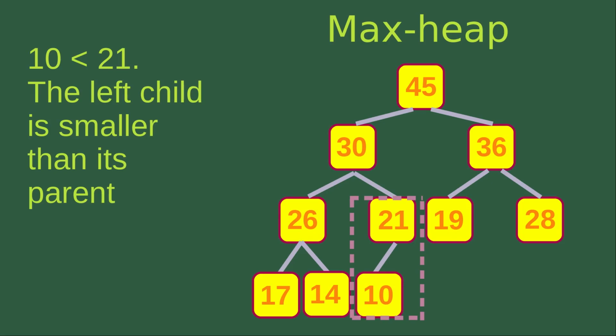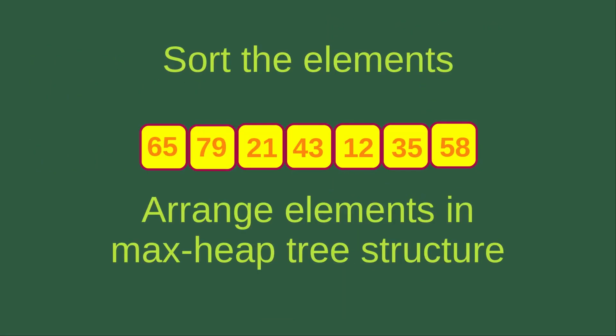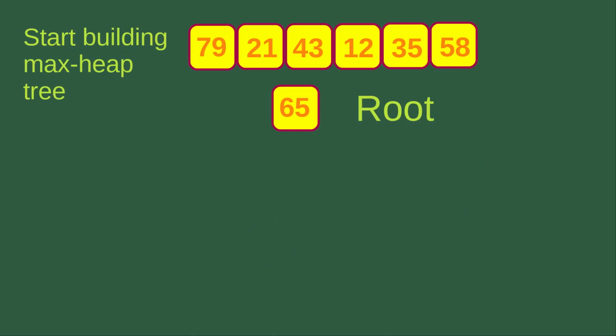And it is allowed because a max heap structure is simply based on the binary tree that can have one child. So let us see an example of the heap sort process. Suppose we want to sort these elements. The principle is to arrange the elements in the max heap tree structure first. So we take the first element from the unsorted list, and then we build the max heap tree first.